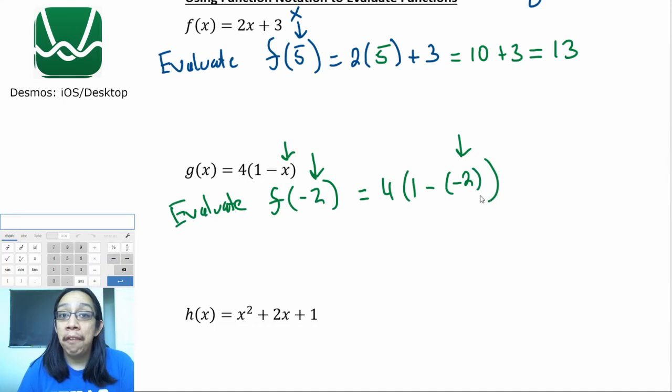So that means I'm going to plug in a negative 2 into my equation. So all we have to do from here is simplify. So 1 minus negative 2, whenever you subtract a negative, it's a positive. So this is going to be 4 times 1 plus 2. Order of operations, we do the stuff on the inside. 1 plus 2 is 3. And then we multiply. 4 times 3 is 12.